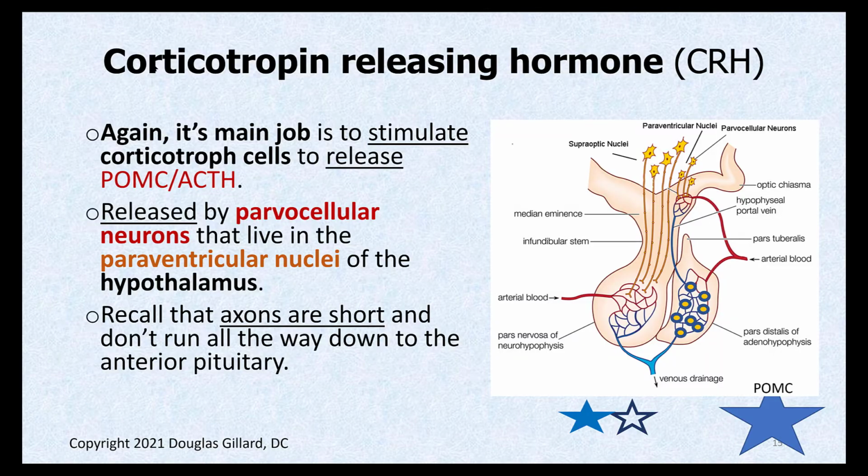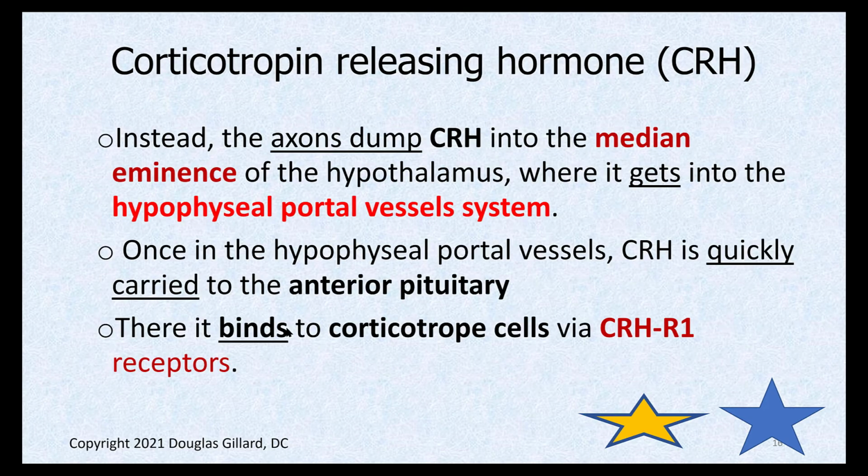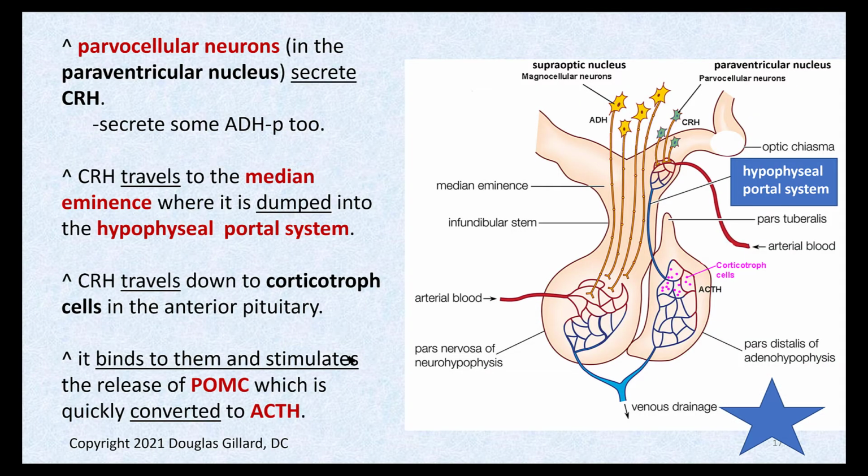Let's see, I kind of said this already. CRH is corticotropin releasing hormone. Again, its main job is to stimulate corticotroph cells. We said that already, to make POMC or ACTH. It's released by parvocellular neurons, we said. Parvocellular neurons live in the paraventricular nuclei, which live in the hypothalamus. There's the 3 layers of deepness we talked about already. We said that neurons are very short. Basically said all this stuff already. Said CRH is dumped into the median eminence region, jumps into the hypophyseal portal vessels, and it's taken down to the anterior pituitary, binds to CRH1. Kind of said all that already.